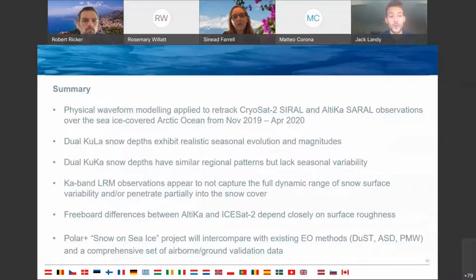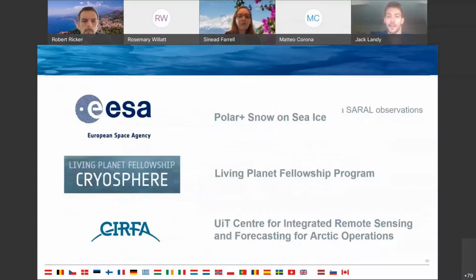And so in future, in the Polar Plus Snow on Sea Ice projects, we'll be intercomparing with existing methods, for example, dust, ASD, which Florent will talk about momentarily, and the passive microwave data, and also a comprehensive set of airborne and ground validation data. And just finally, I want to say a huge thanks to the folks at ESA for all the sterling work they do with the CryoSat-2 mission. I've been really lucky myself to benefit from ESA funding through Polar Plus, but also through the cryosphere element of the Living Planet Program.